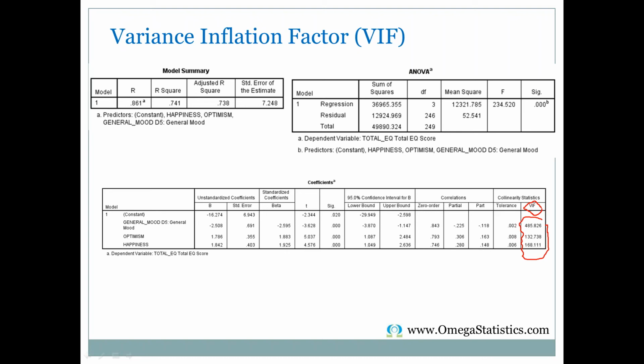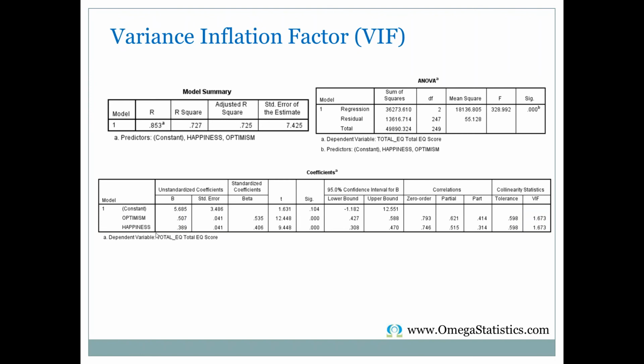All of these are very high for all my variables because, as I said, optimism and happiness were used to compute this. So I want to go back and look at that a little bit more. I removed that composite variable, and I just kept optimism and happiness. Now this looks really nice. 1.67. These ones look good. I'm happy, and I didn't need that other variable.